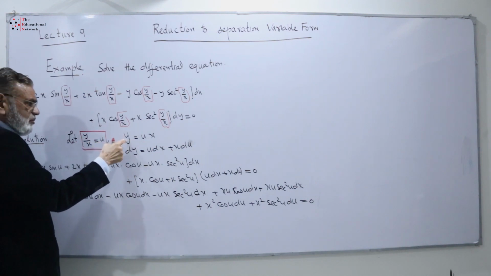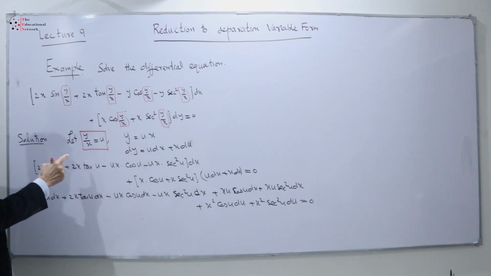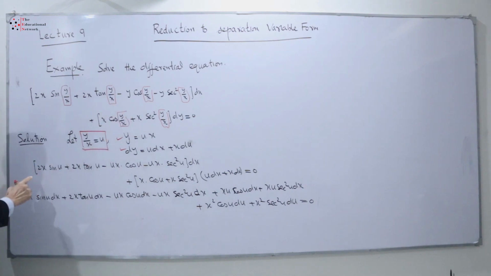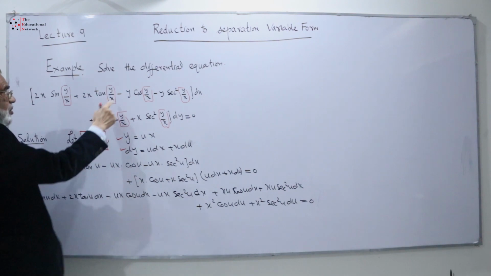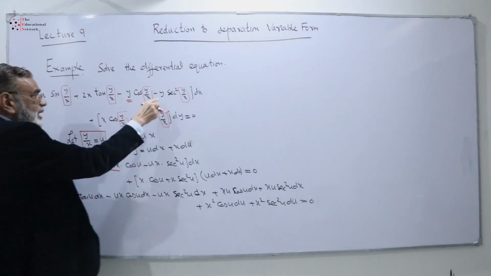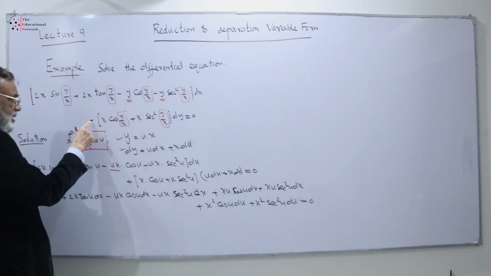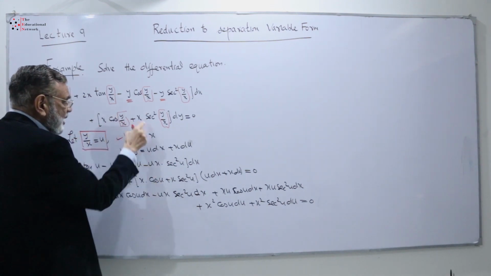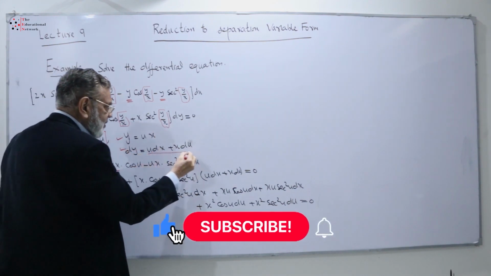Multiply by x, we get y equal to ux, and dy is equal to u dx plus x du. We substitute the value of y and the value of dy in our equation here. So we get 2x sine u, 2x tangent u, then y is equal to ux into cosine u minus y is ux into secant square u into dx, plus the second term, plus x, y by x is u, plus x secant square u into dy. What's my dy? My dy is u dx plus x du.